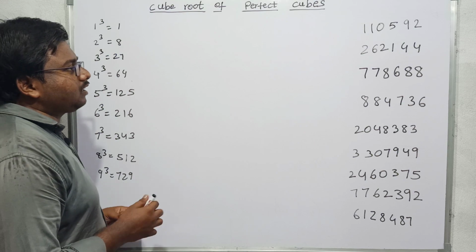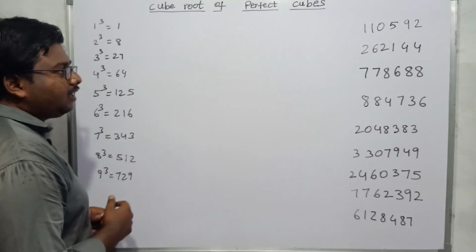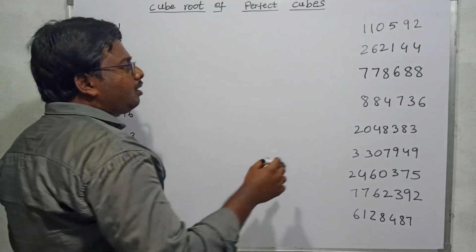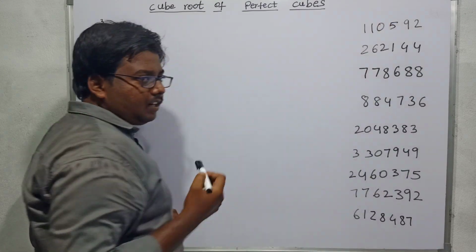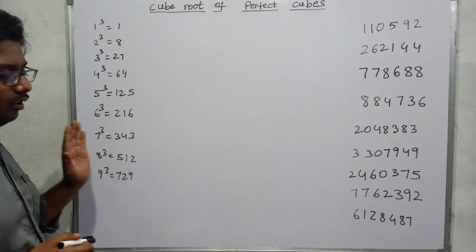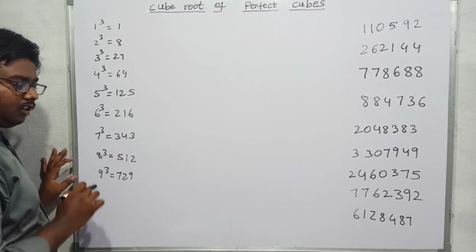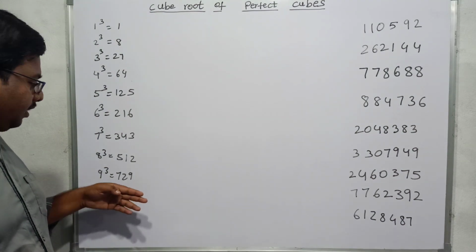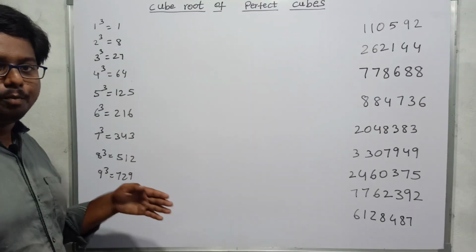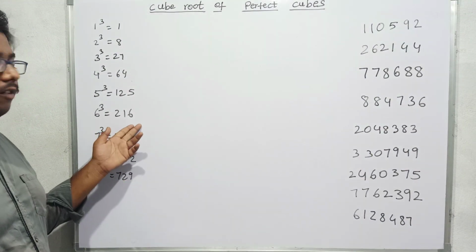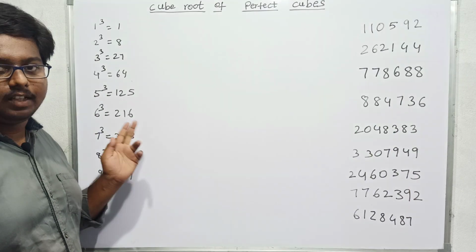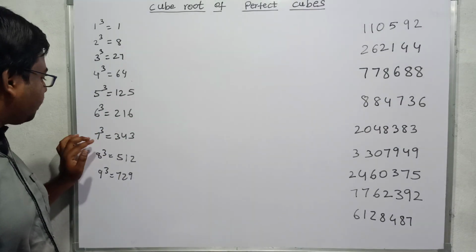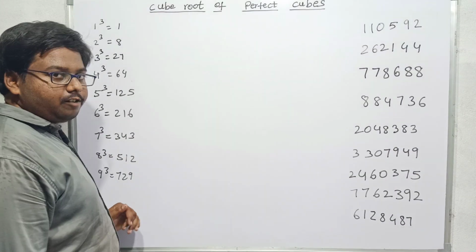So now let us calculate it. If I want to find the cube root of 110592, by seeing the unit digit 2, I can declare that the unit digit of its cube root will be 8. So if the unit digit of any perfect cube is 9, then the unit digit in its cube root should be 9. If the unit digit of any perfect cube is 6, then the unit digit of its cube root must be 6. So by this concept we are going to calculate.